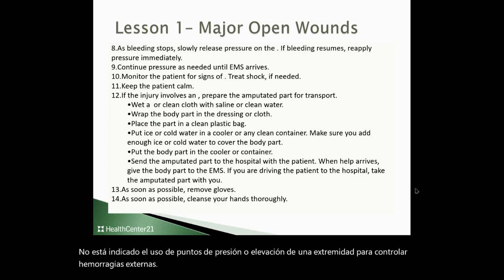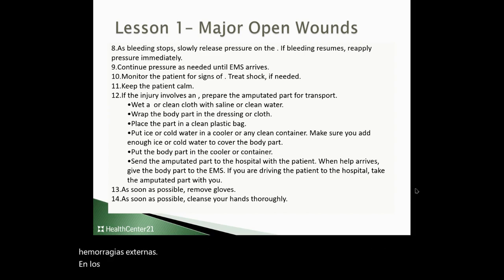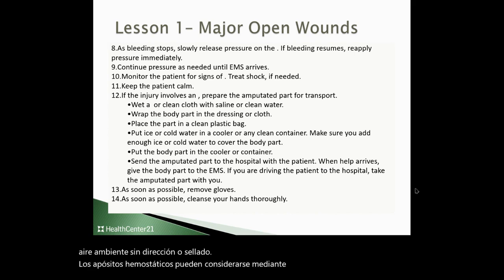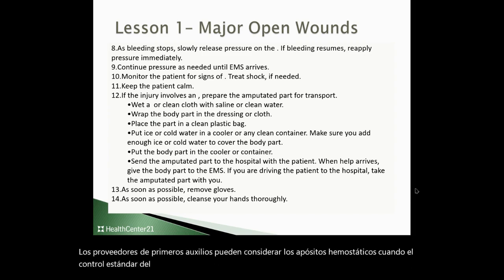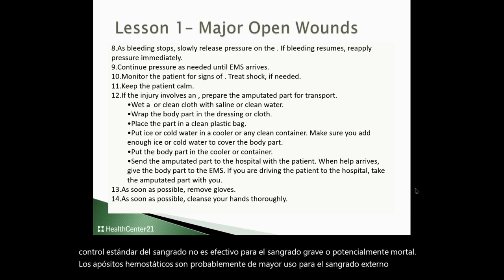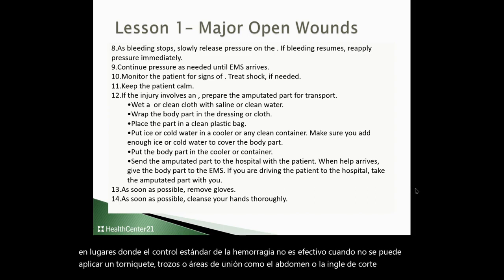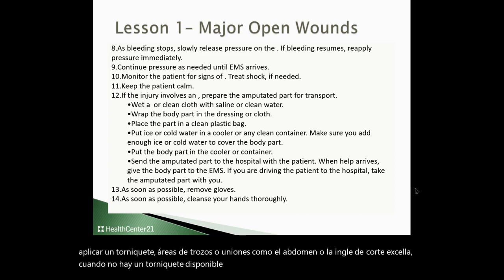In the first aid situation, it is reasonable to leave an open chest wound exposed to ambient air without a dressing or a seal. Hemostatic dressings may be considered by first aid providers when standard bleeding control is not effective for severe or life-threatening bleeding. Hemostatic dressings are likely of greatest use for severe external bleeding in locations where standard hemorrhage control is not effective, when a tourniquet cannot be applied, trunk or junctional areas such as abdomen or axilla/groin, when a tourniquet is not available, or when a tourniquet is not effective to stop bleeding.